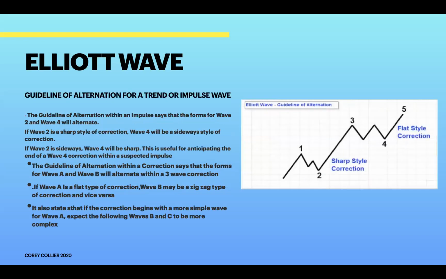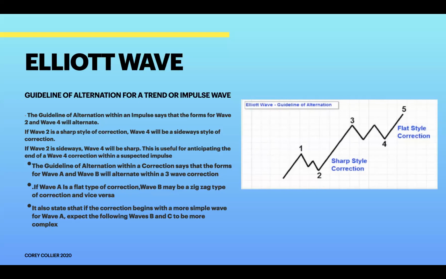The second guideline is the guideline of alternation for a trend or an impulse wave. All right. So the guideline of alternation right here is dealing with the retracement as a whole, in relationship to the trend or the impulse. This is dealing with waves 2 and 4 as a whole. The guideline of alternation within an impulse says that the forms of wave 2 and wave 4 will alternate.